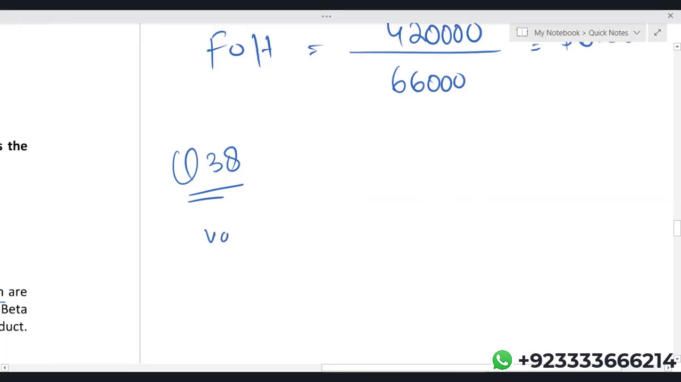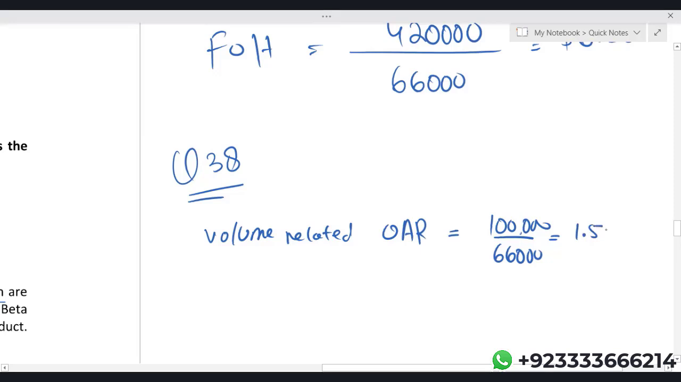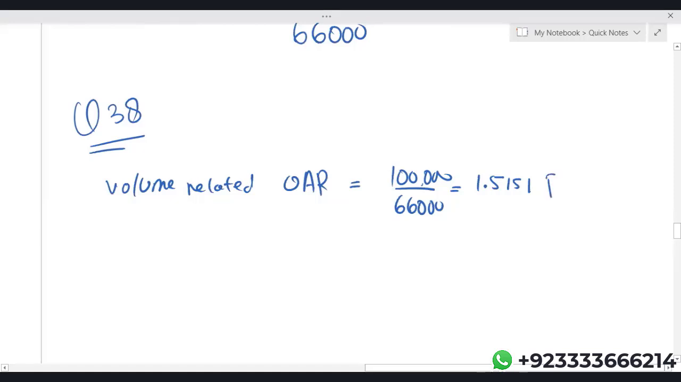Okay. Volume related overhead absorption rate is equal to 100,000. Labor hours we have already calculated, 66,000. I'm getting $1.5151 per labor hour.